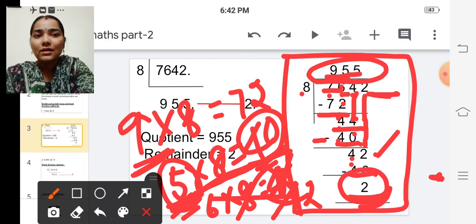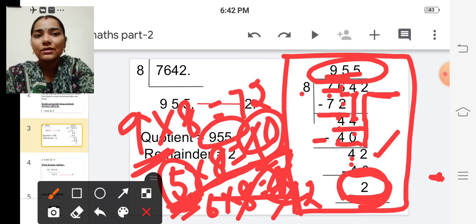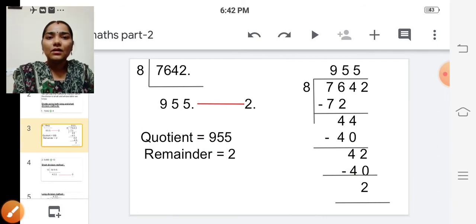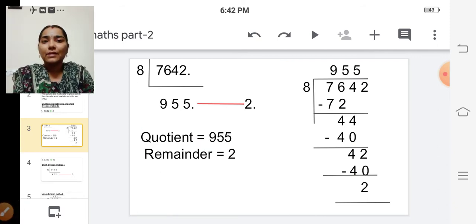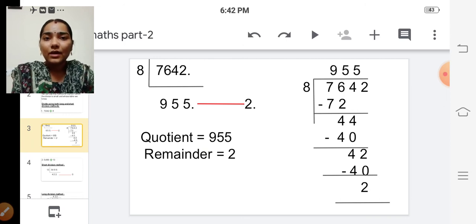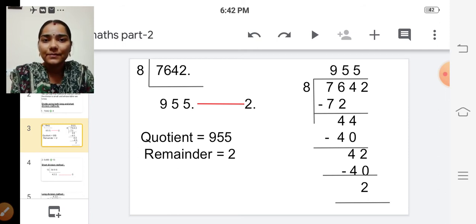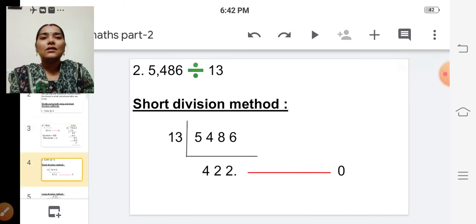So we have got the same answer in short division method and long division method, isn't it? So we can use the short division method only when the divisor is small and whose table we know. Then only we can use this short division method. Otherwise, we can use this long division method. Is it clear, children? Yes. So shall we see one more example? Yes. The next example.